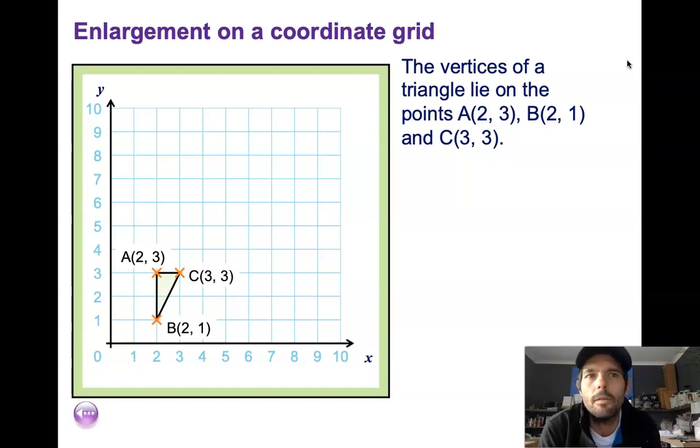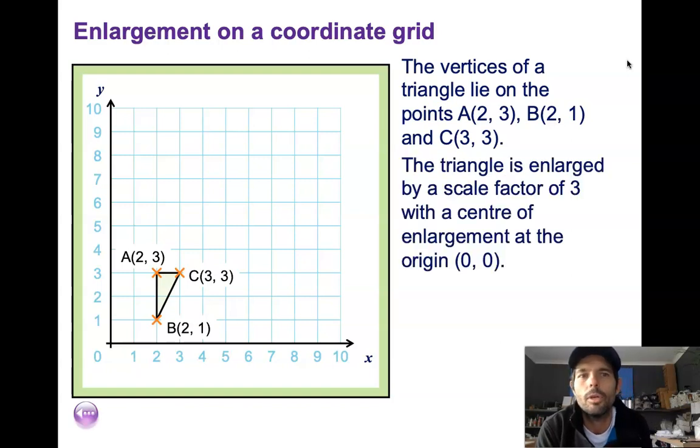So here you can see the vertices of the triangle. So the vertices are the corners of the triangle. So A's vertex is 2 on the X and 3 on the Y, and you can see that point. B's vertex is 2 on the X and 1 on the Y, and C's vertex is 3 on the X and 3 on the Y. And what they want us to do is enlarge that triangle by a scale factor of 3 from the center of enlargement.